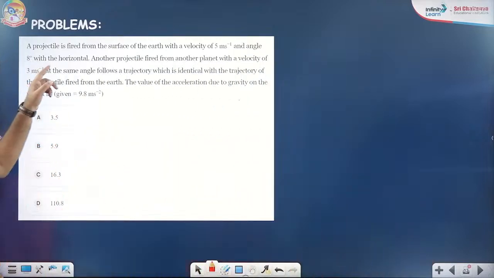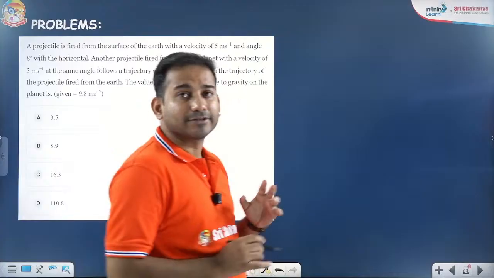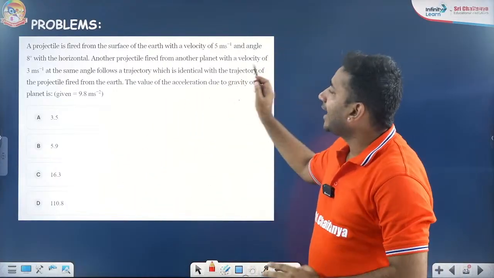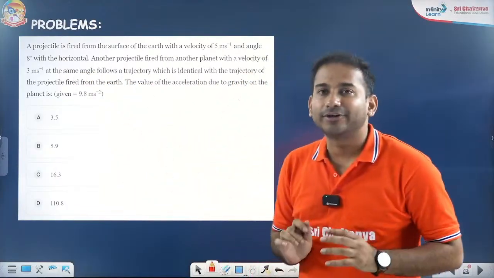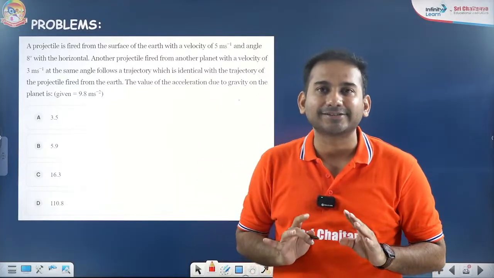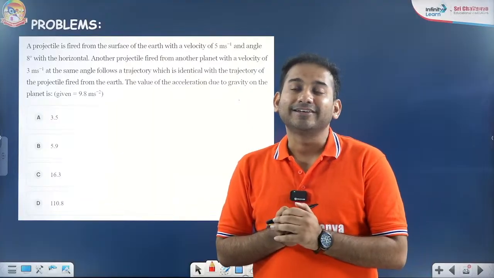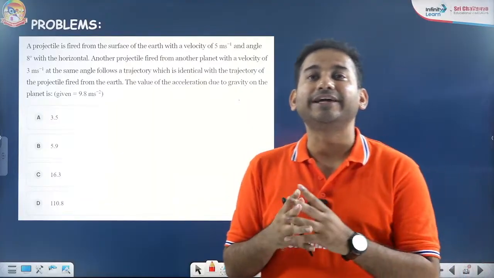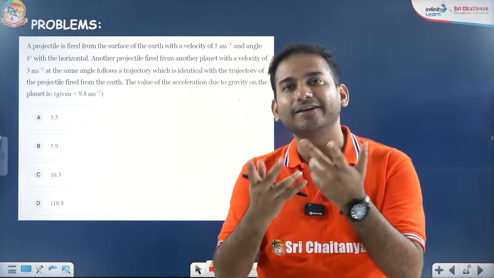A projectile is fired from the surface of the earth with a velocity of 5 meters per second and an angle of 8 degrees with the horizontal. The moment students see that the angle is 8 degrees, they drop the pen there only. Now, sir, how do we know the value at 8 degrees? 8 degrees is a random degree, man.